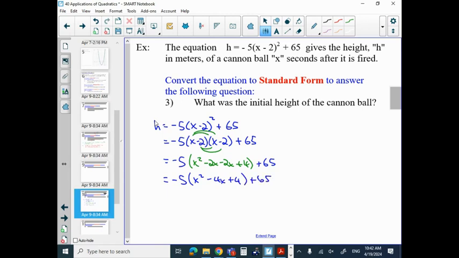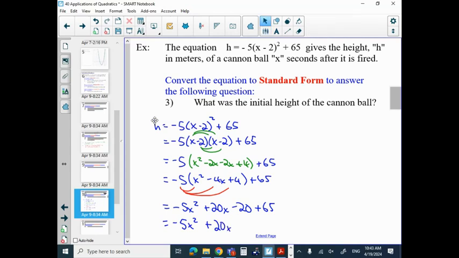well, 65. And then, of course, this minus 5 has to multiply on each of those. Same idea, the distributive law. So we have a minus 5x squared. We have a plus 20x, because negative times negative is positive. 5 times 4 is 20. And a minus 20 and a plus 65. So that gives us in the end here, the 20 takes away from the 65, giving 45.